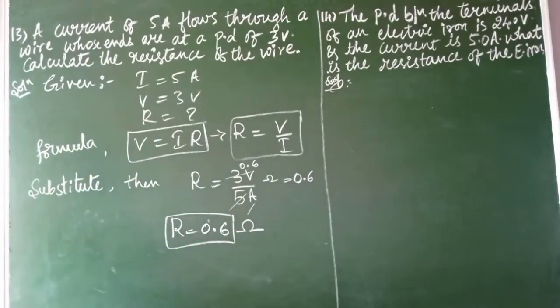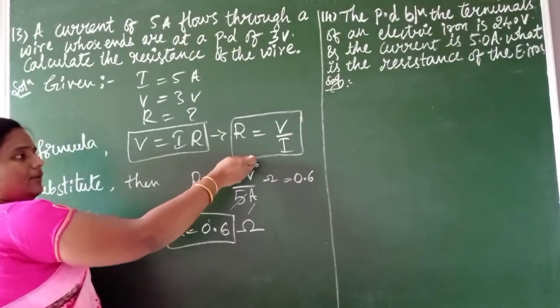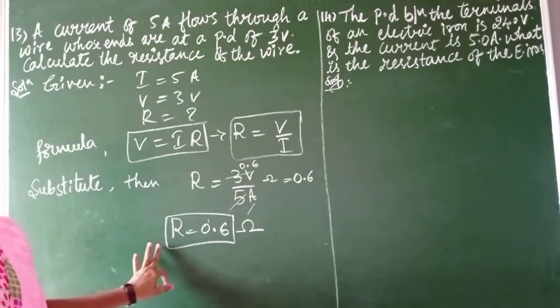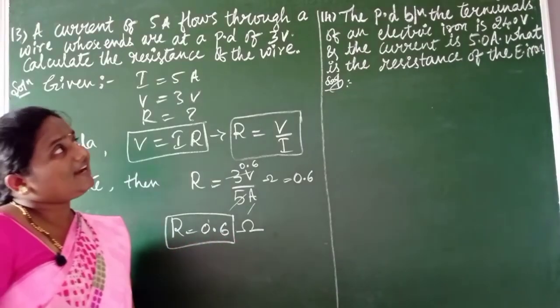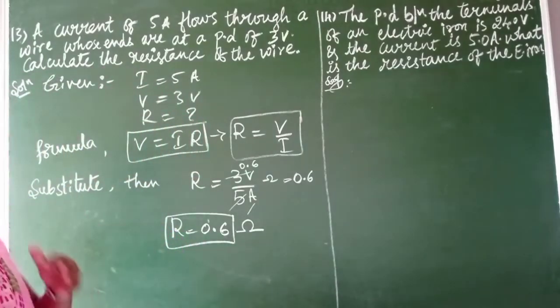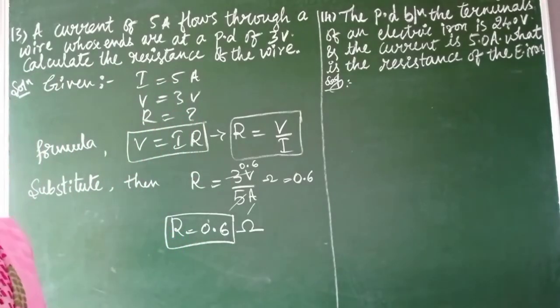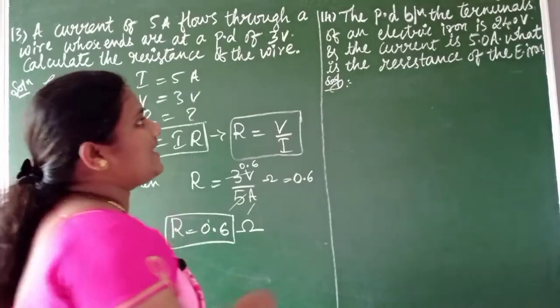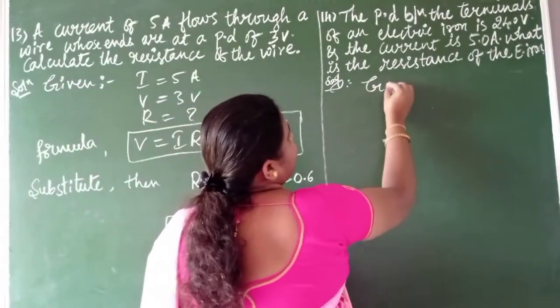Because 3 is smaller, so we need to take a point, then 6 fives are 30. Okay, what is the resistance? 0.6. Now we will look into the next one. The question is, the potential difference between the terminals of an electric iron is 240 volts and the current is 5 amperes. What is the resistance of the electric iron?